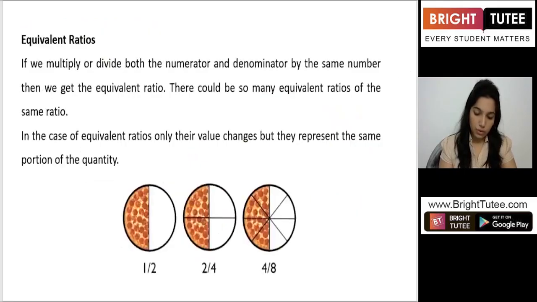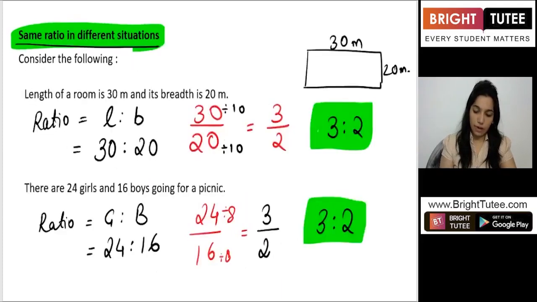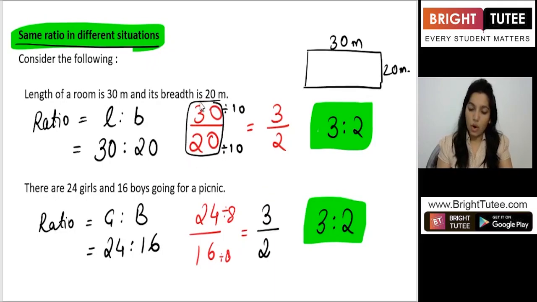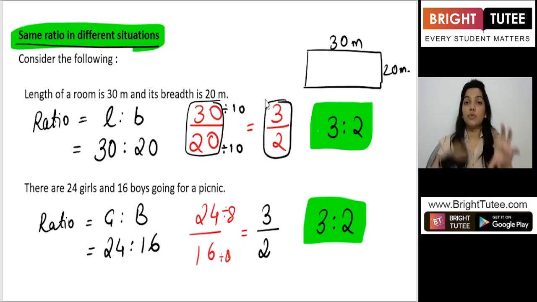Now let us move to the next one, which says equivalent ratios. So what we are going to learn now is about equivalent ratios. Just this example that we have just discussed, I want you to look at this carefully. 30 over 20 that we discussed, on dividing the numerator and denominator by 10, we got 3:2. This shows that the two fractions are equal. They are representing the same value. So they are equivalent fractions.